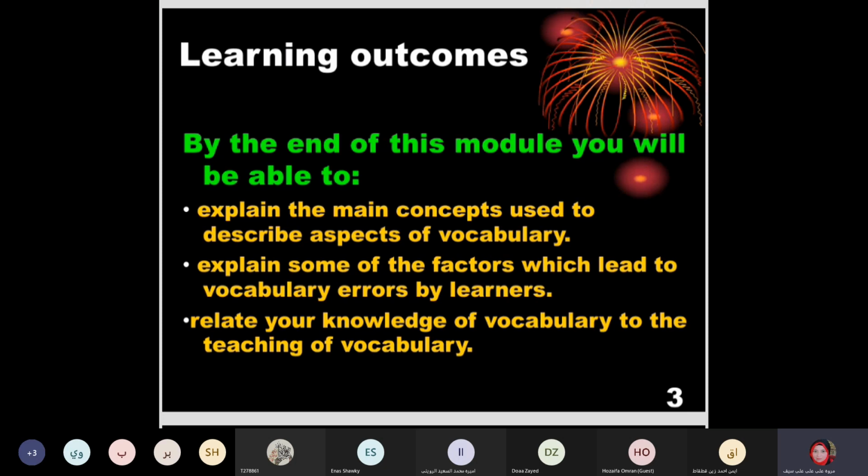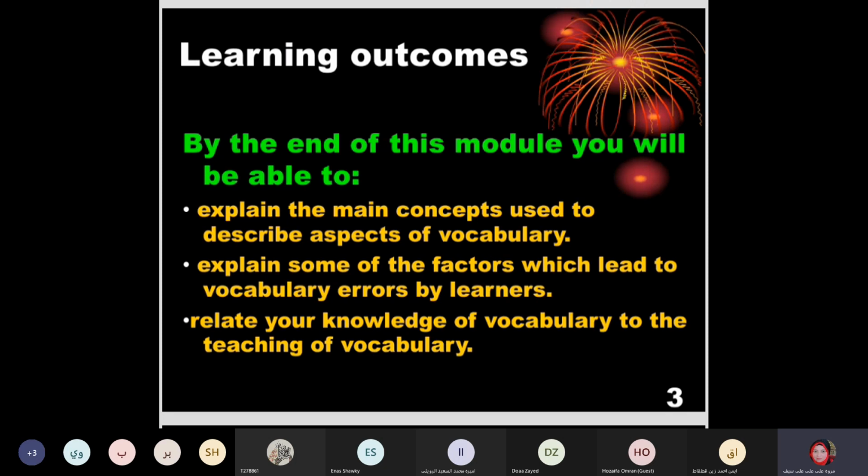All right. You will also be able to explain some of the factors, the elements, which lead to vocabulary errors by learners. I mean, you will know well why your learners make mistakes, why your learners make errors with vocab when they are using it. What are the reasons behind this? So all this we will study today in this module, inshallah.